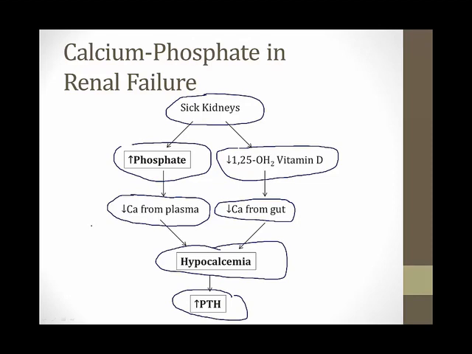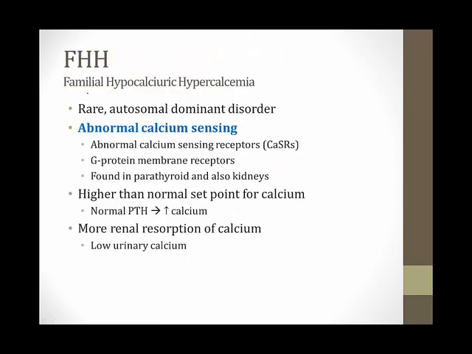In addition, you often classically see elevated phosphate levels in patients with renal failure, and they often take drugs called phosphate binders to lower the phosphate level. FHH is familial hypocalciuric hypercalcemia. This is a rare autosomal dominant disorder that tends to run in families, and it's caused by abnormal calcium sensing.